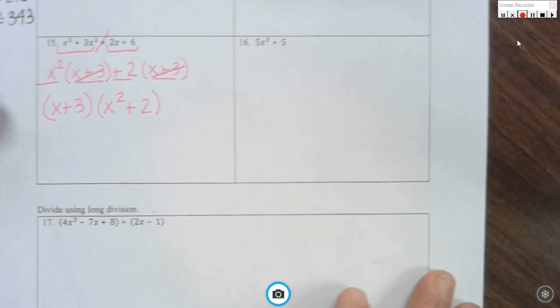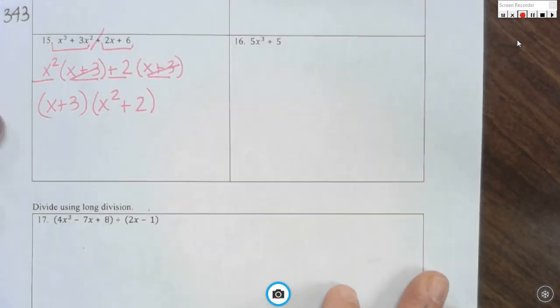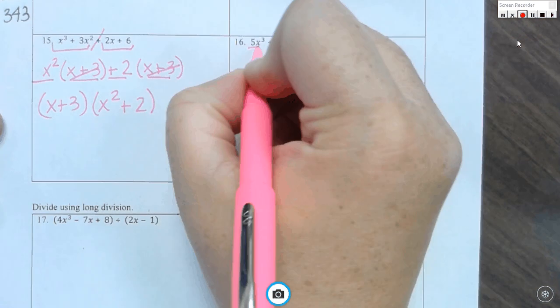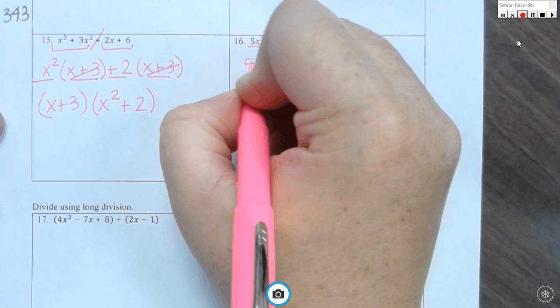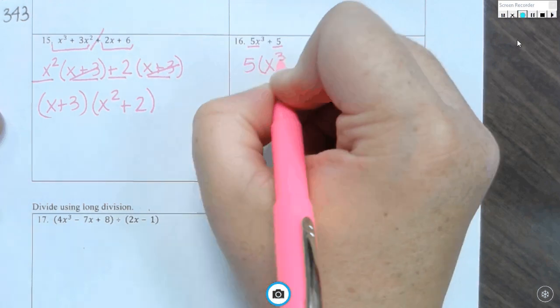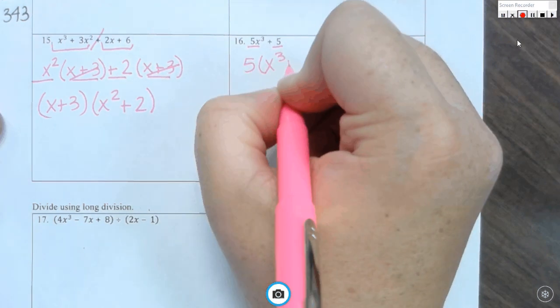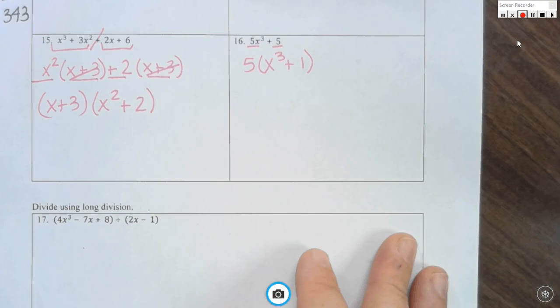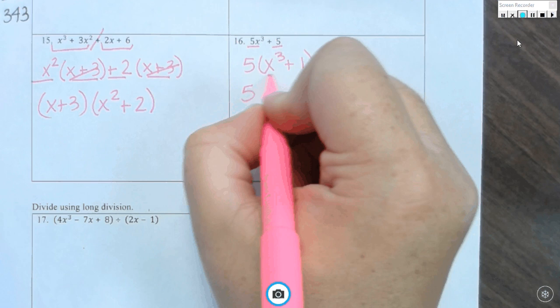Moving along to 16. For 16, I do see a GCF here. I can take a 5 out of everything. So again, that's my first step, to try to take a GCF out, and I'm left with x cubed plus 1. Okay, and so now what I want to do is factor this as the sum of 2 cubes.